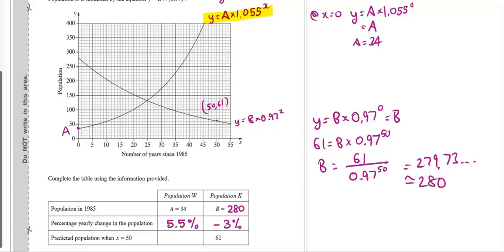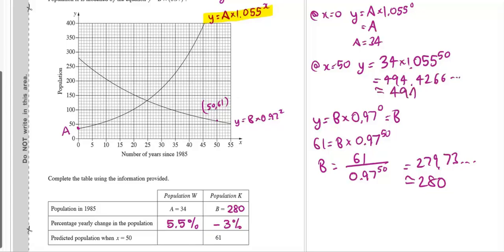All right, the last thing I need to do is find out the population of W at x equals 50. I'm going to use the formula. So at x equals 50, y must be 34 times 1.055 to the 50, and I will get 494.4266, and so on. So it's approximately 494. So I'll answer 494. And from the context of this question, I can see that it makes sense to give an integer answer.